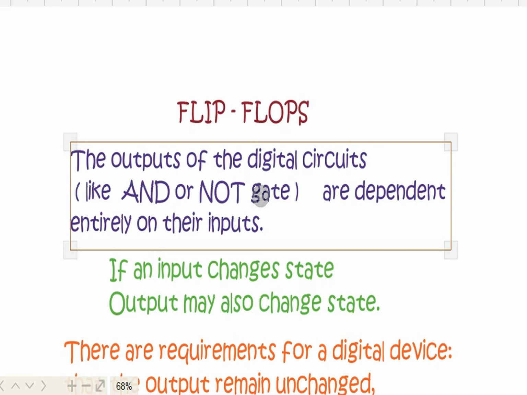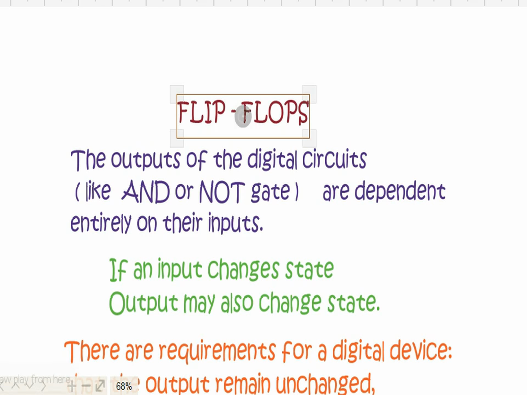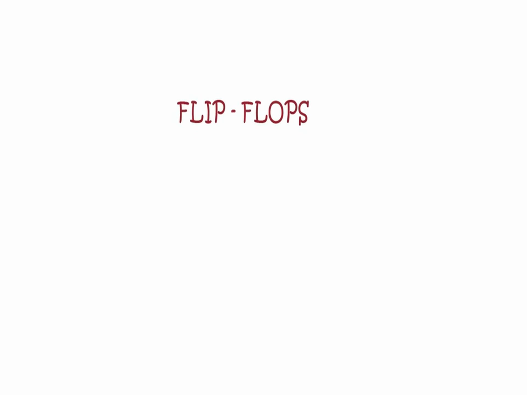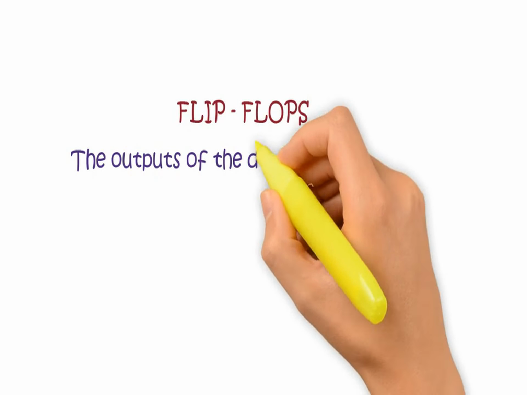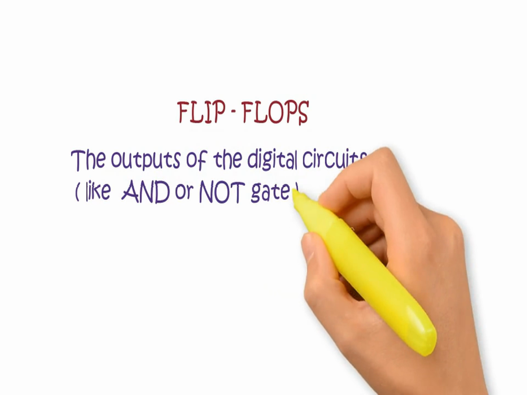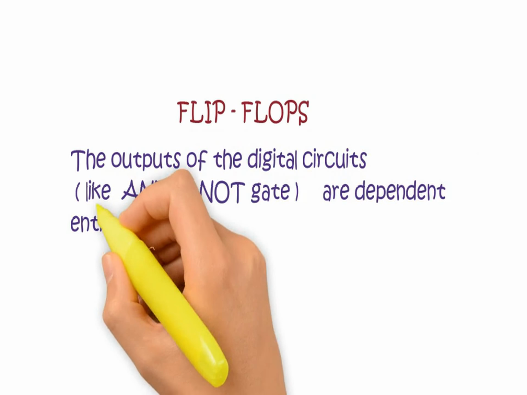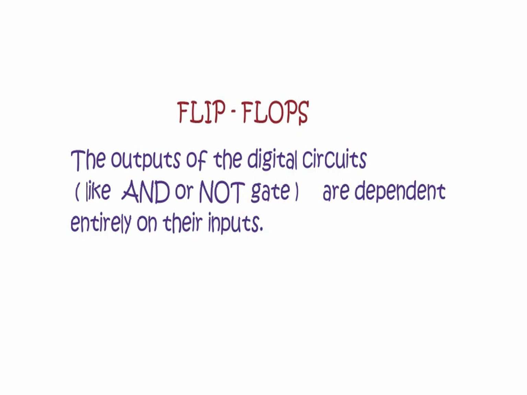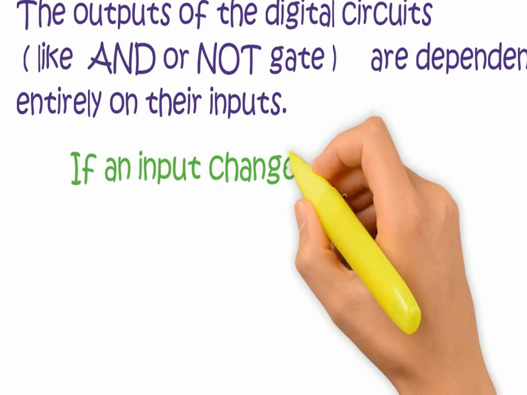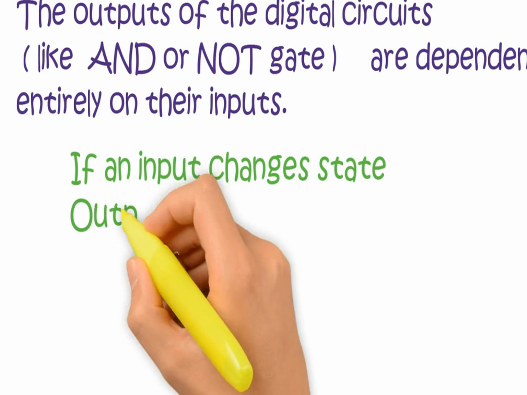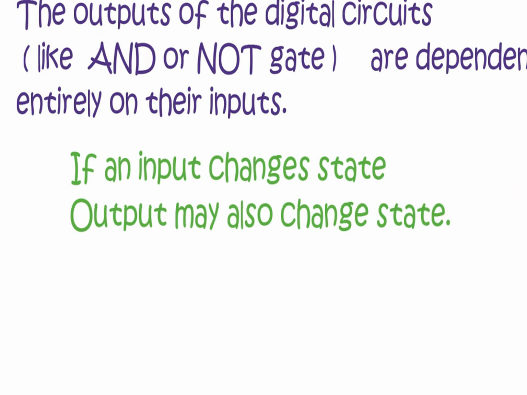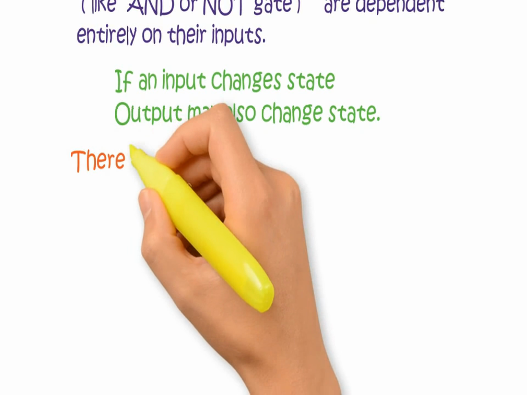Our today's topic is flip flops. The output of digital circuits like AND, OR, NOT is dependent entirely on the inputs. Output depends upon the input. If the input changes state, the output may also change state.